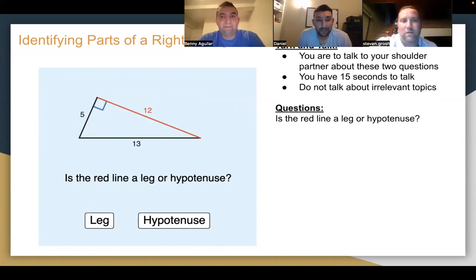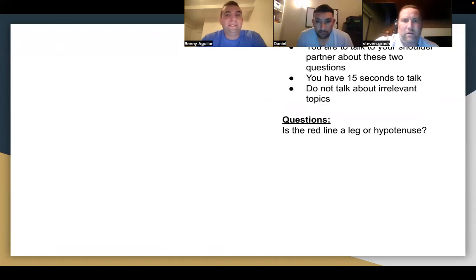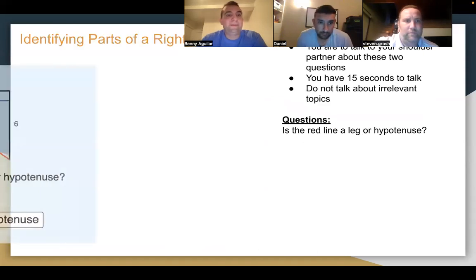I'm going to guess it's a leg. I don't know. I'm going to go with Daniel as well, and it being a leg, just because, again, it is not adjacent to the right angle. And also, it would obviously be the largest number if it's equaling the sum of the other 2 numbers. So that's usually a good indicator as well. Great. Leg.